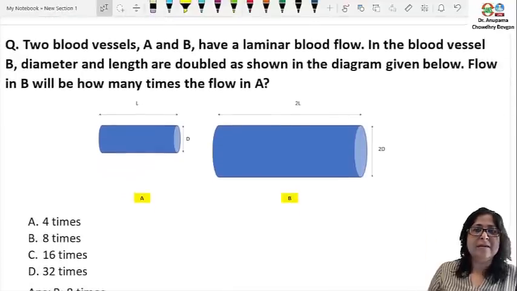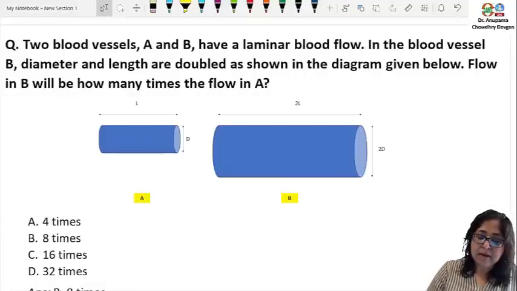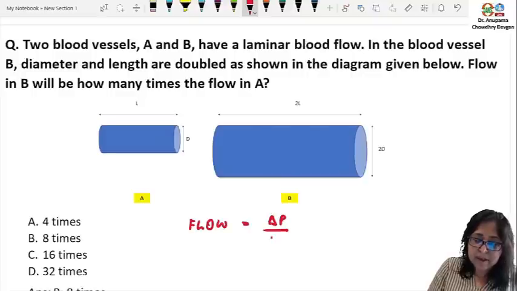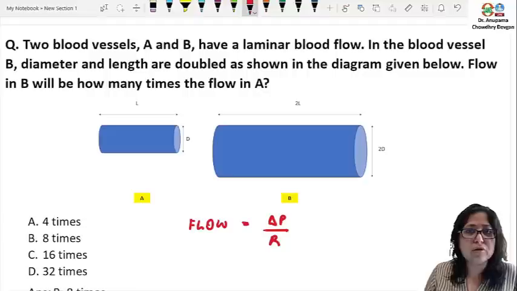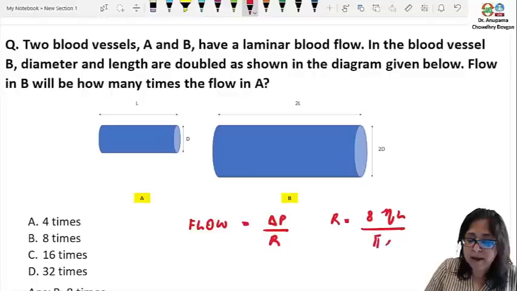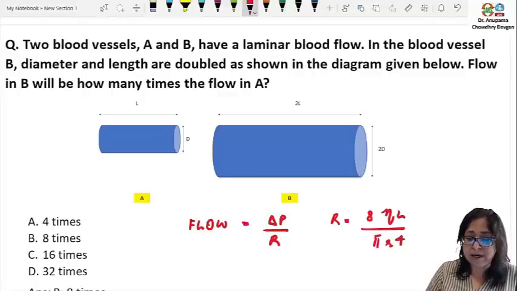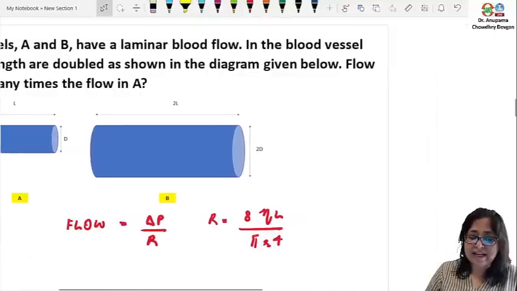Next question, again, this is something which we do in class, and that is: two blood vessels A and B have a laminar blood flow. In blood vessel B, diameter and length are doubled. Now, what is flow? Flow is equal to delta P by R. Flow is directly proportional to the pressure difference at the two ends of a tube divided by the resistance to flow. And what is resistance? Resistance is 8 eta L over pi R to the power 4. This is the Hagen-Poiseuille law, or Hagen-Poiseuille formula. Eta is viscosity, L is length, and R is radius.